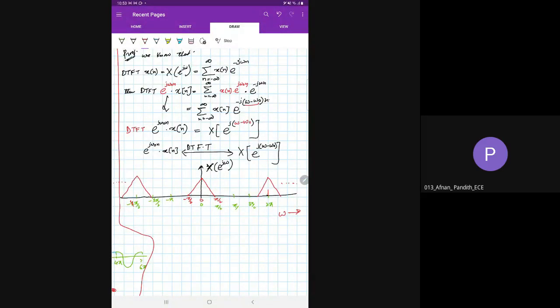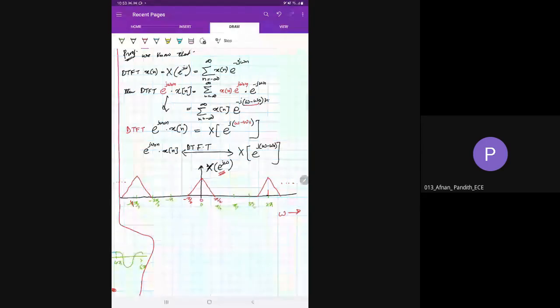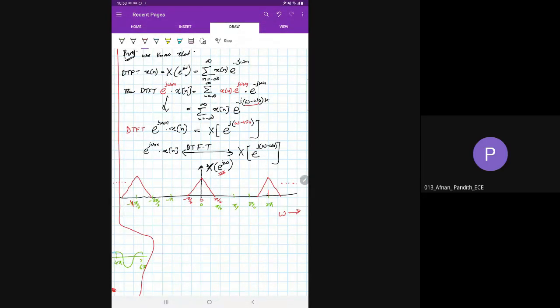यानी 2 पाई पे भी होगा, 0 पे भी होगा, 4 पाई पे, 6 पाई पे. व्हाई? बिकॉज e raised to power j theta, it is a periodic signal. It is a periodic signal with a period of omega equal to 2 pi, theta equal to 2 pi. So this is x of e raised power j omega.